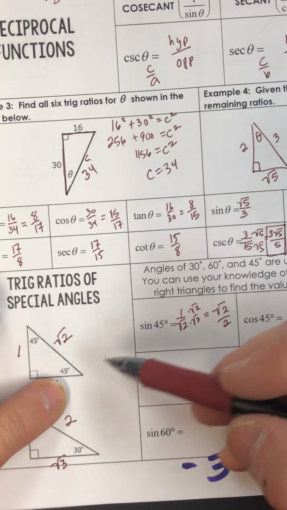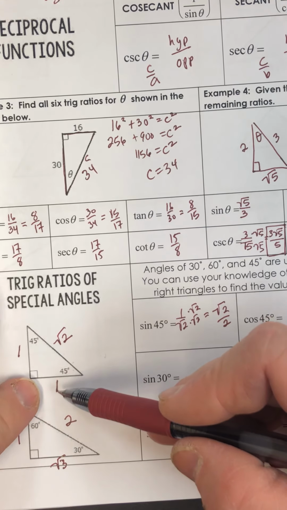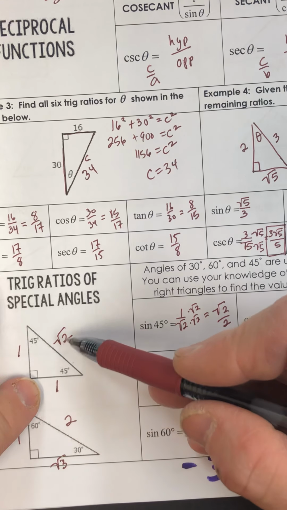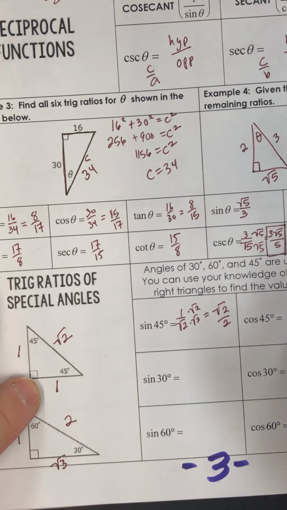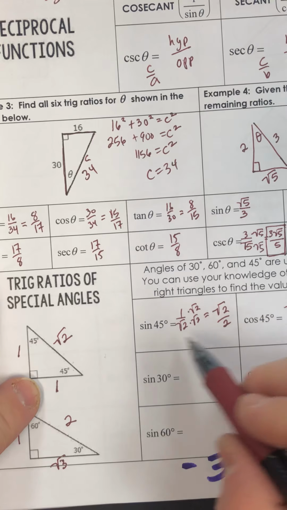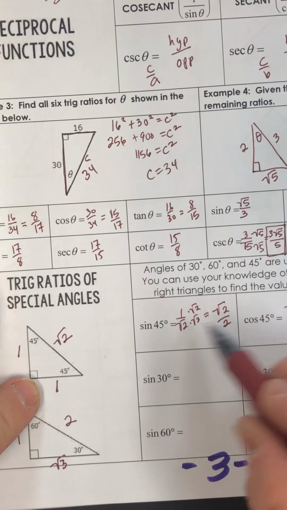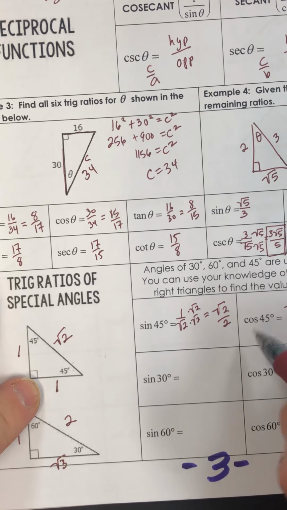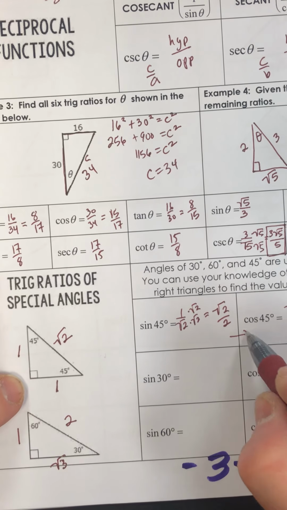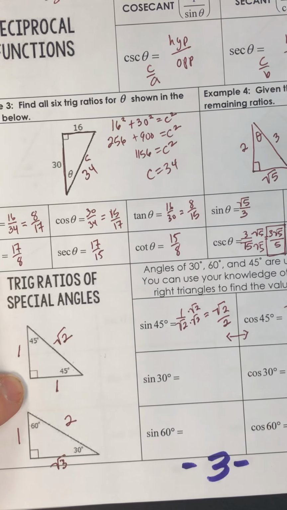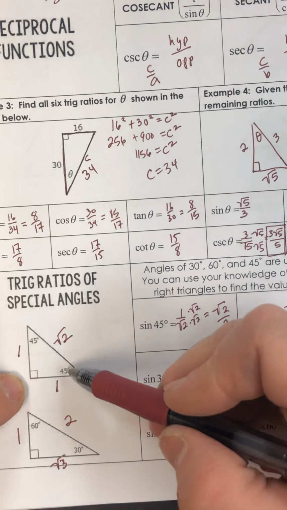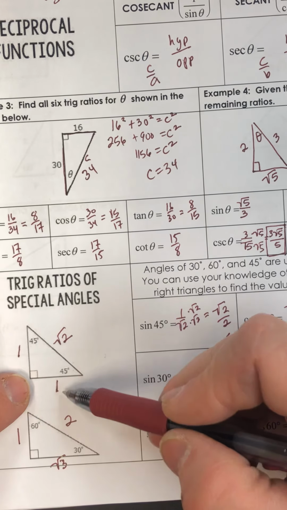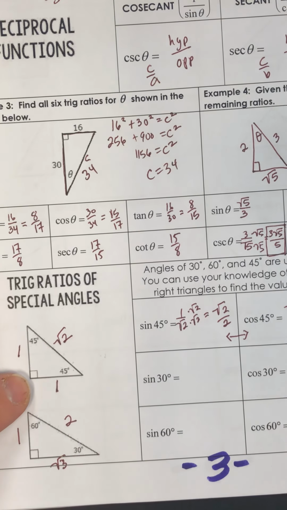Cosine of 45. So if you stay there, cosine, adjacent, 1 over hypotenuse, square root of 2. Oh, that's the same as what we just did. So we could just write that down, square root of 2 over 2. Those are the same. So sine and cosine of 45, they are the same. Tangent of 45, well, opposite over adjacent, that's 1 over 1. So the tangent of 45, its ratio is just 1.